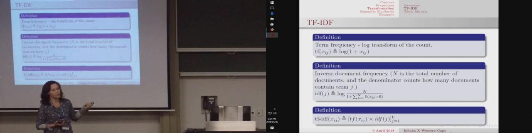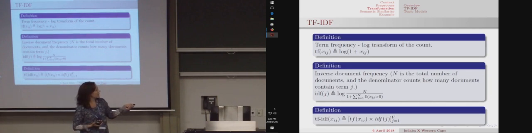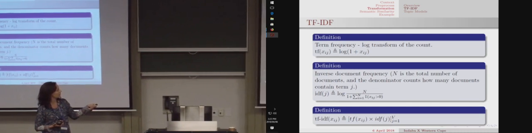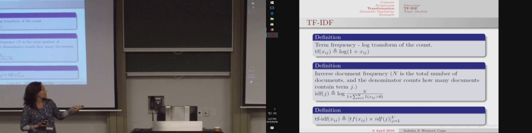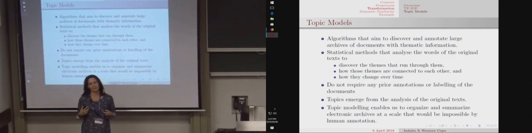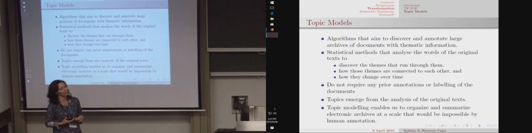So this is just TF-IDF. Basically, you get the term frequency across the documents, and then you get the inverse document frequency. In this case, N is the total number of documents, and the denominator counts how many documents contain the term j. And then you just multiply those two, and you just add it up. And that is TF-IDF. So let's get to topic models, because that is basically what I want to talk about a little bit more.